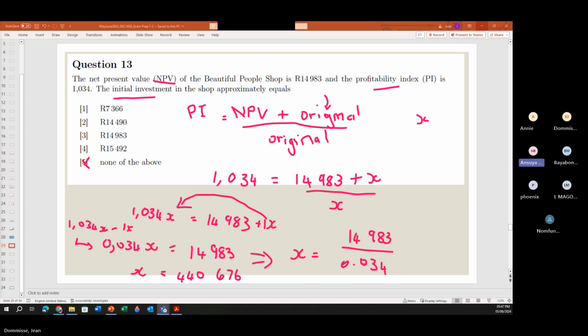Jean, just quickly, the 1x that you got, 1034x equals 1493 plus 1x. Where does that 1 come from? Okay, so it's basically in front of the x, there's always a 1. So if you see that x on its own, sometimes to make it simpler, I will just add the 1 so that you can see there is a 1. Oh, so it's invisible. Exactly. Ah, okay, right. Perfect. Got it.